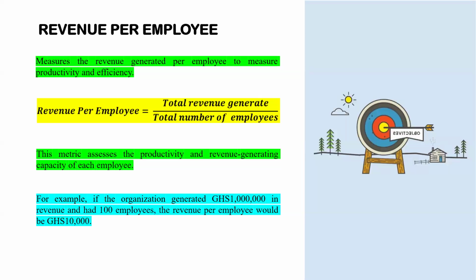So if you have just 2 employees and you are generating a revenue of 10,000, that means each employee is bringing on the average 5,000 cedis. Okay. This is what the economists use.